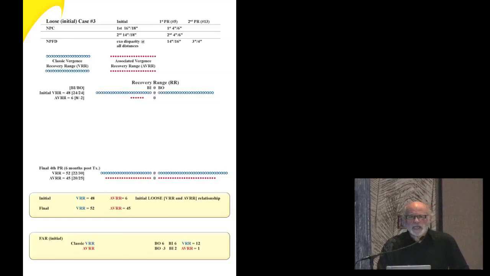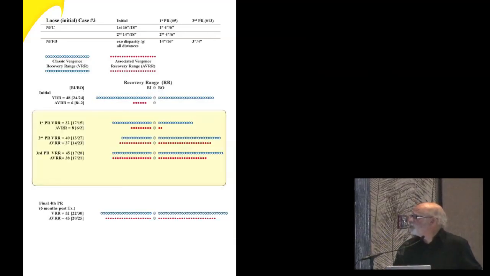Here's a loose relationship in case 3. Case 3, and these are all CI, because how do we know? Take a look at that. Look at the asymmetry in convergence versus divergence recovery. Of course, would you have picked it up if you saw this 48 prism diopter spread? You're good to go. Near point of convergence shows definitely receded. It was 14 over 18 inches. Second time, 14 over 18 inches.